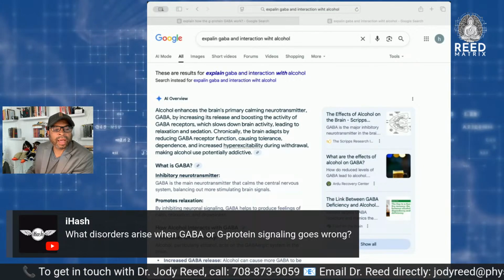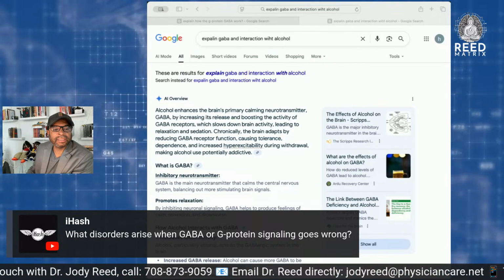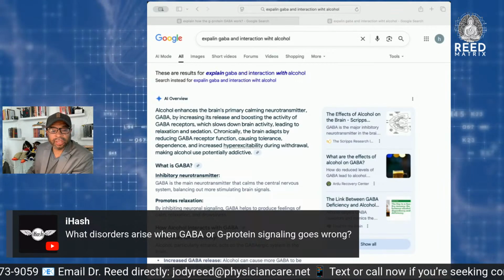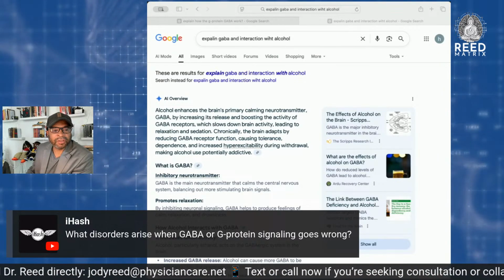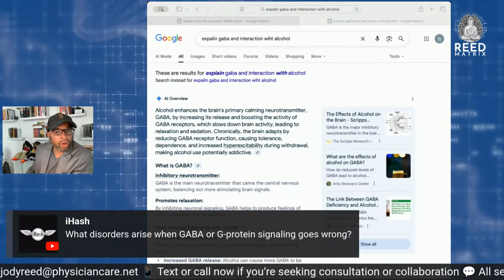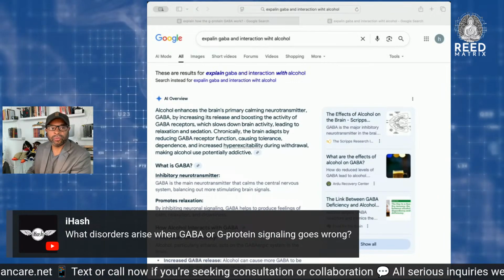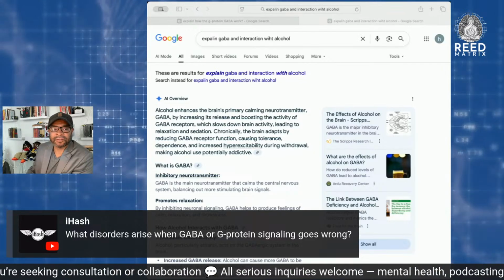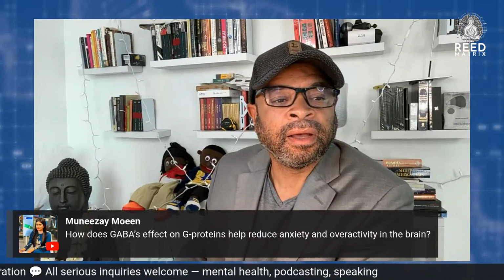What disorders arise when GABA or G protein signal goes wrong? Everything. The loss of the inhibitory tone. Yeah, so everything. That's a tough question, but everything. Let me see here. Next.